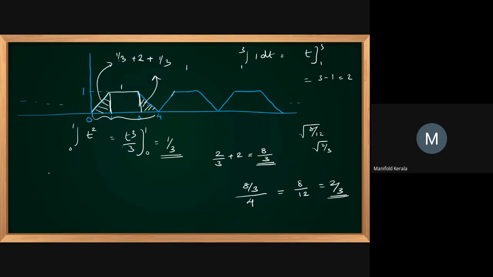Now the power of the signal is 2 by 3, correct? So naturally, what is the RMS value? The RMS value will be the square root of power, which is equal to root of 2 by 3. So my answer is root of 2 by 3. Right.